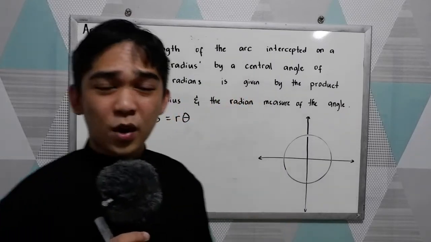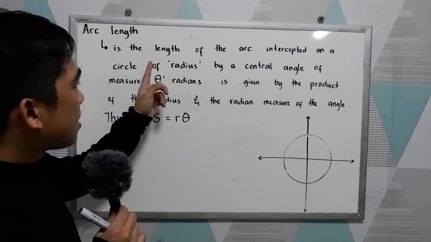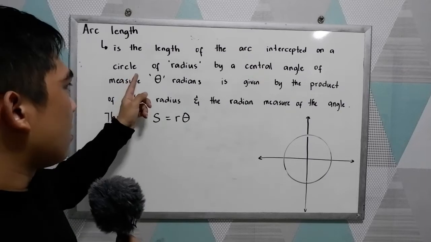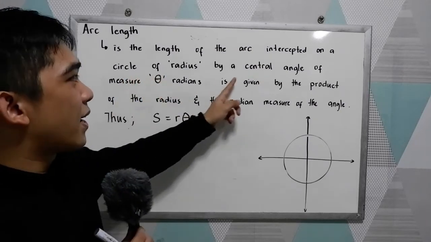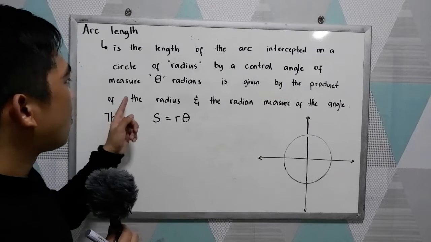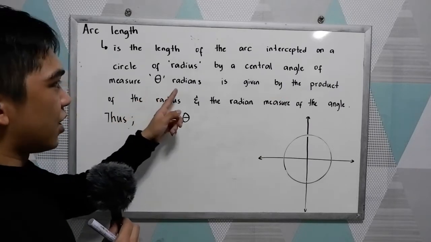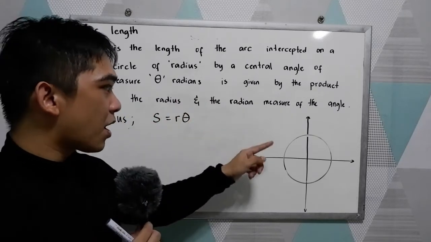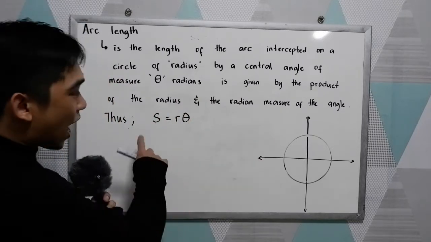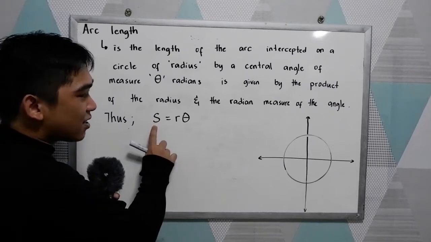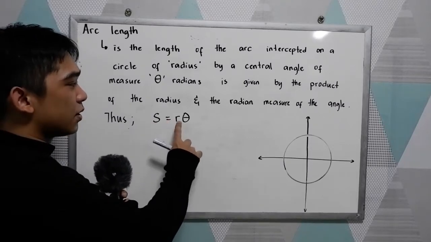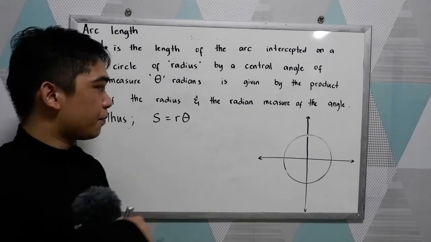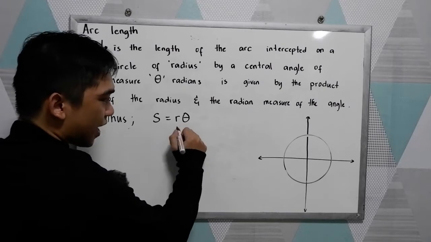Today we will be discussing the arc length. So first let us define what arc length is. It is the length of the arc intercepted on a circle of radius r by a central angle of measure theta radians, given by the product of the radius and the radian measure of the angle. Thus we have the formula: S, the arc length, is equal to r times theta, the central angle. So this is the arc length.